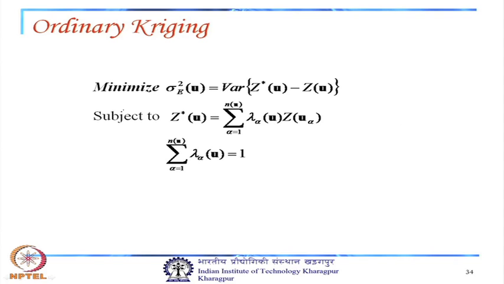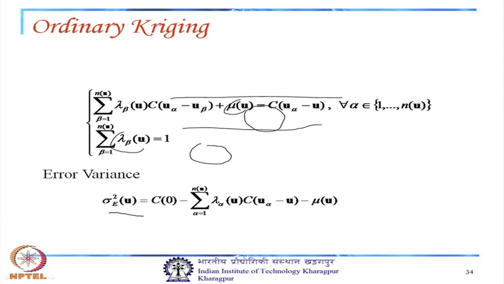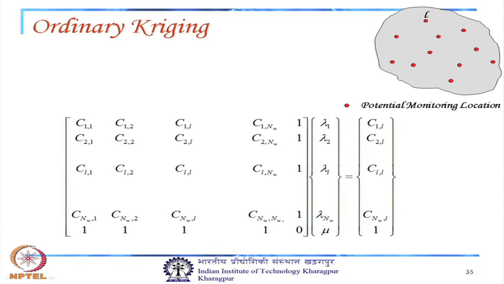Ordinary kriging is basically minimization of the estimation variance subject to our constraints, that is, the estimation in terms of these weights, and the weights should be such that the summation of weights is 1. Finally, we get this particular set of equations, and we can solve it to get the values of lambda and mu for our particular problem. We can also estimate the variance.